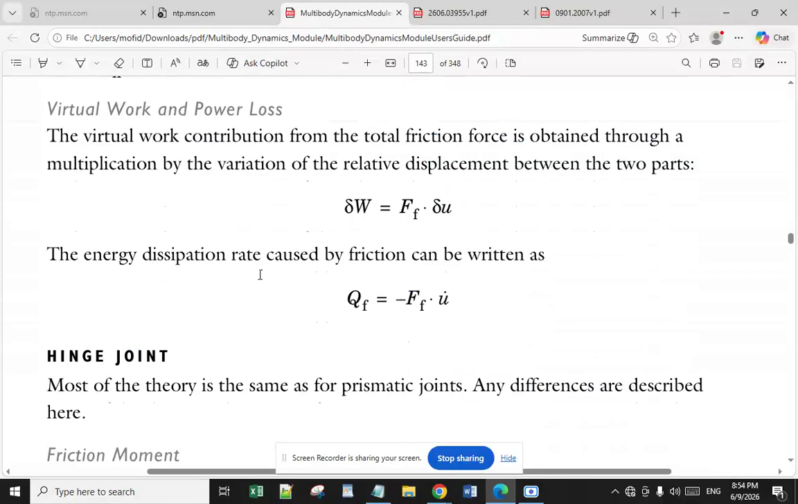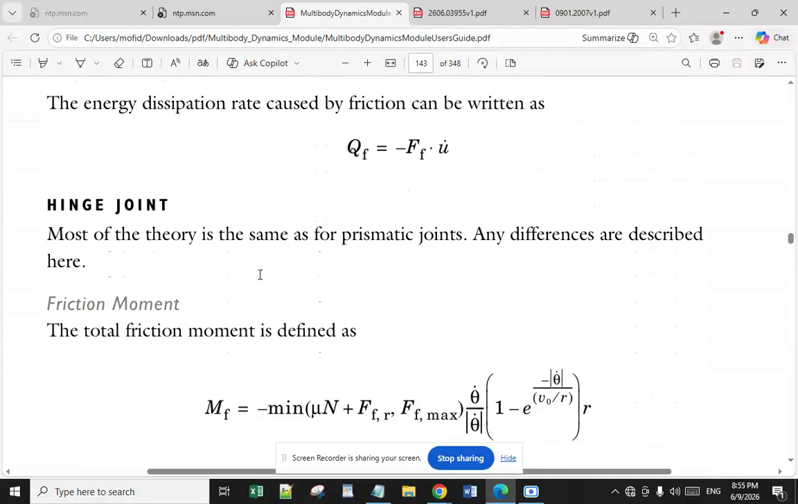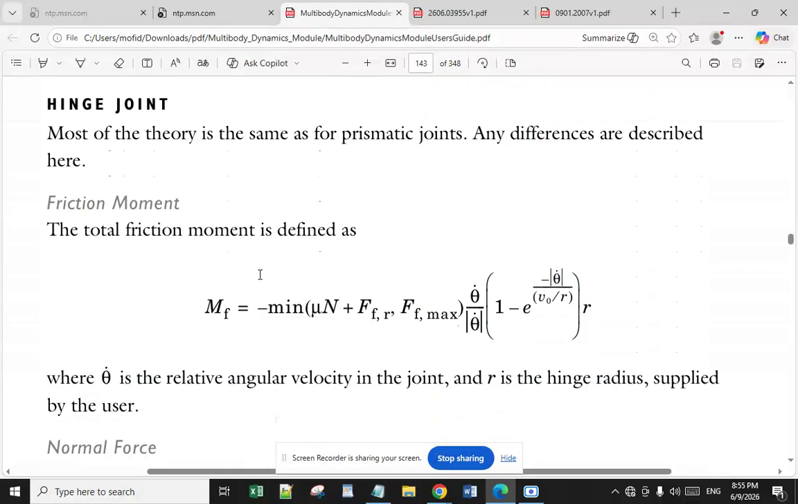Work and power loss. The contribution from the total friction force is obtained through a multiplication by the variation of the relative displacement between the two parts. Delta W is equal to Ff multiplied by delta U. The energy dissipation rate caused by friction can be written as Qf = -Ff multiplied by Up.